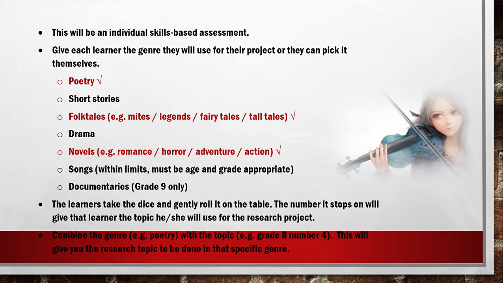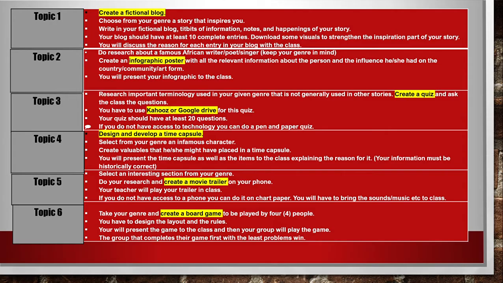Remember that this project is a skills-based project. Every learner will receive a genre. Now, the way this was supposed to have happened was the class would have been divided into 6 or 7 groups. Each group would have been allocated a genre, and then within that group the child would have thrown a dice. If he landed on number 1, he is in the poetry group, he would have created a blog based on a poem that inspires him.